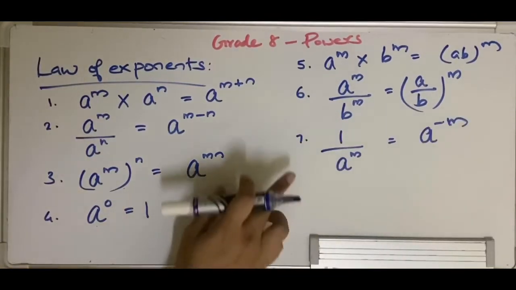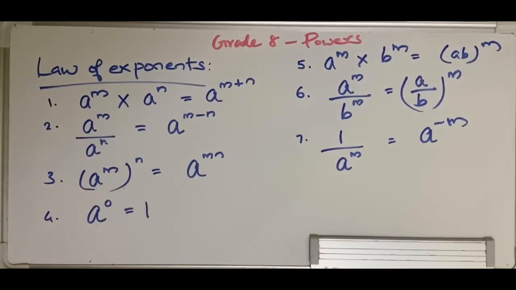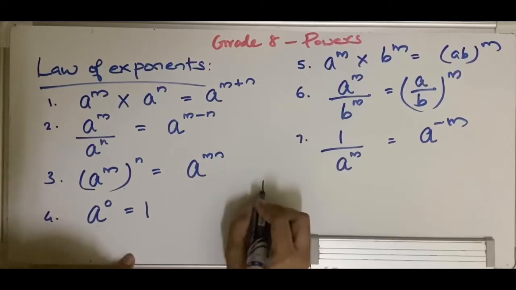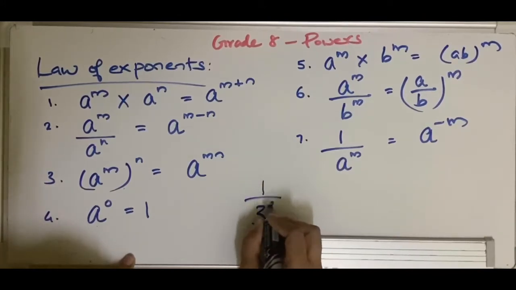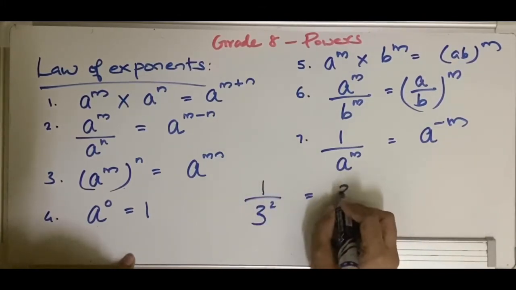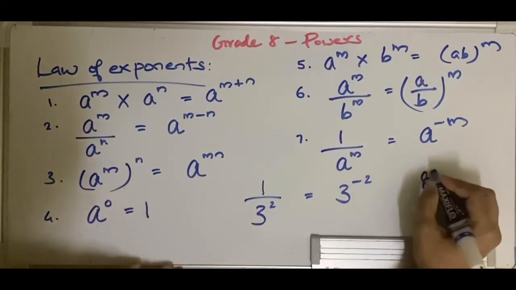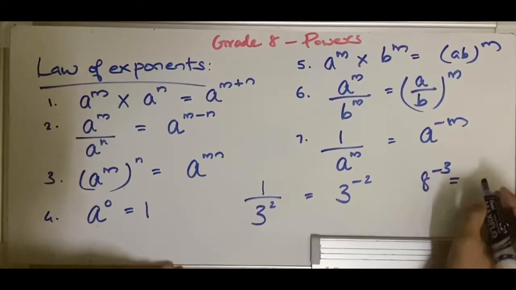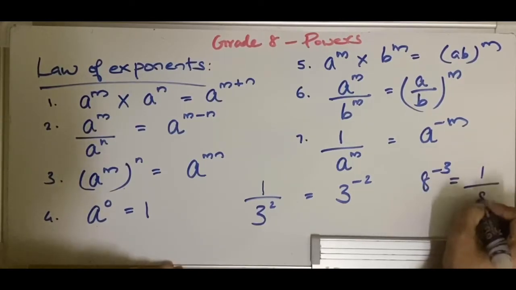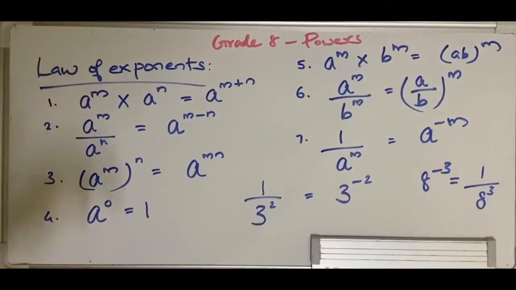Clear? And our last law is 1 by a raised to m would be equal to a raised to minus m. So if we had the question 1 by 3 raised to 2, we can write this as 3 raised to minus 2. Similarly, if they give us the question 8 raised to minus 3, you can simply write it as 1 by 8 cube. Understood?